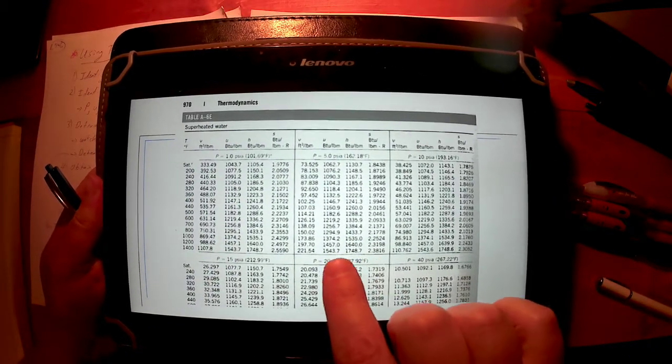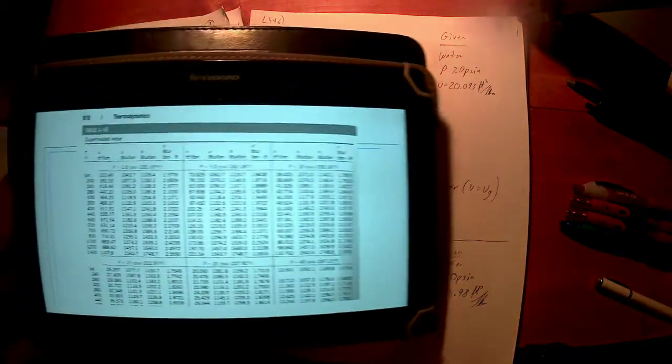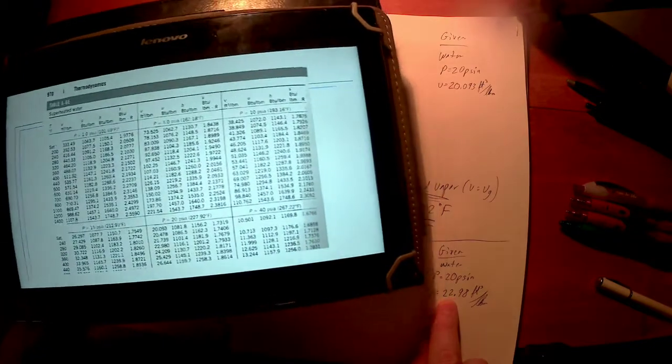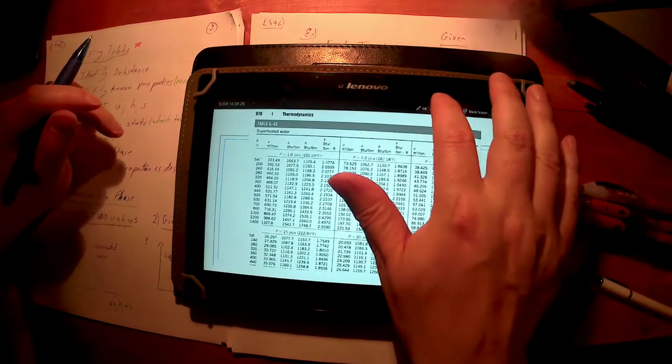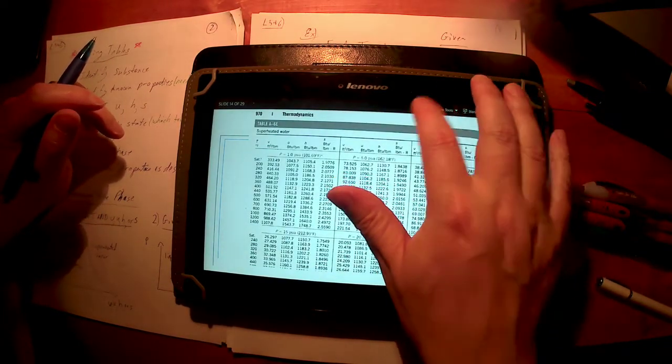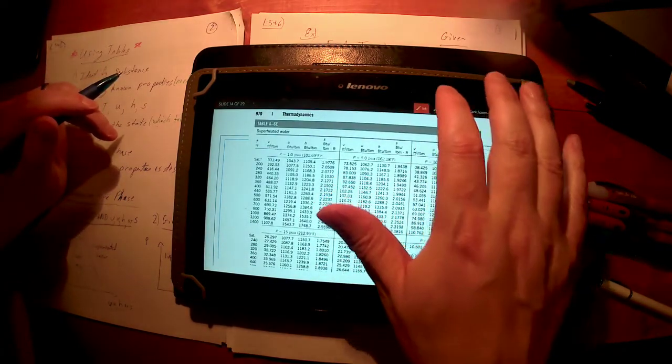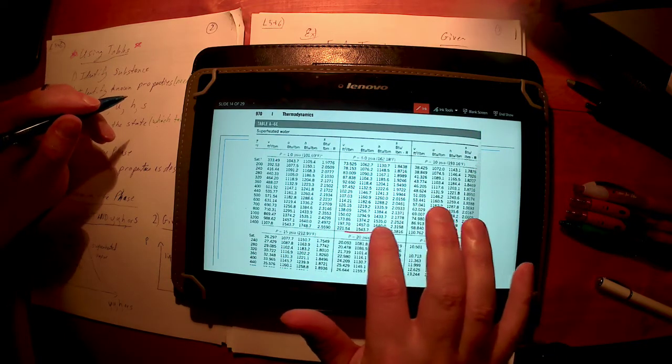Alright, I've got a block down here of 20 psi-A, and I've got a specific volume there of 22.98. So this is my pressure block down here. Let's bring the pin up. Okay, everything's fine. There we go. So I'm in this pressure block.